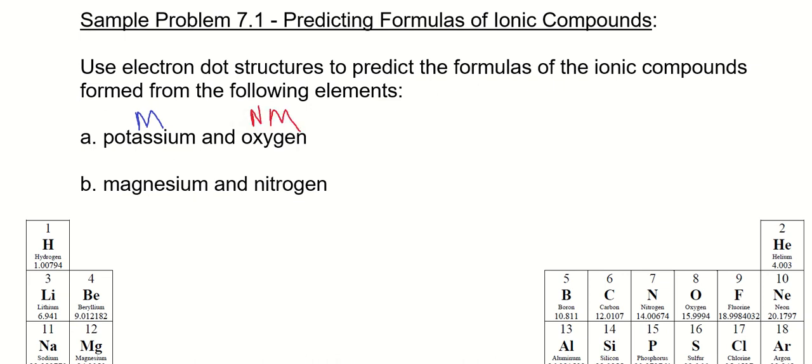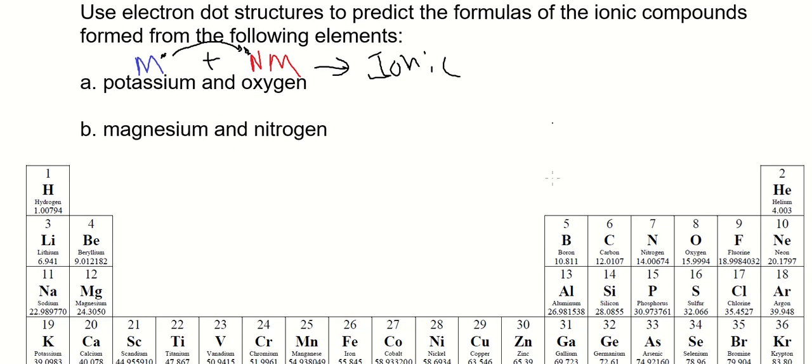So that's a big clue when you have a metal and a nonmetal that you're going to get an ionic compound, which means you're going to need ionic bonds. That's where the metal loses its electrons and the nonmetal gains it. So it's a transfer of electrons. Let's take a look at A a little closer.